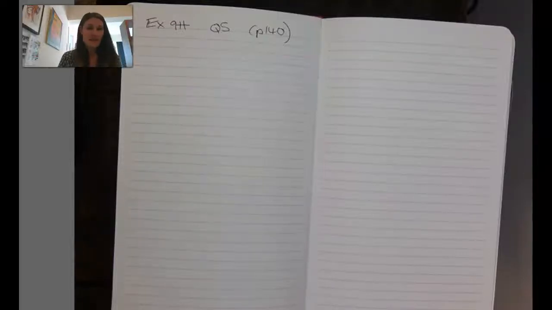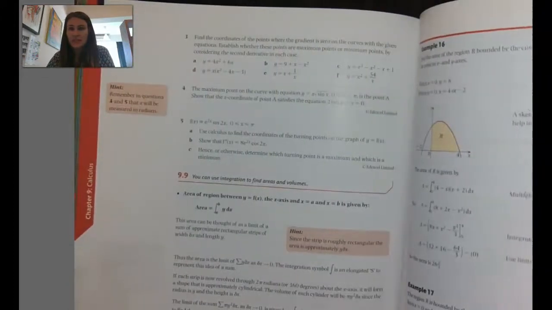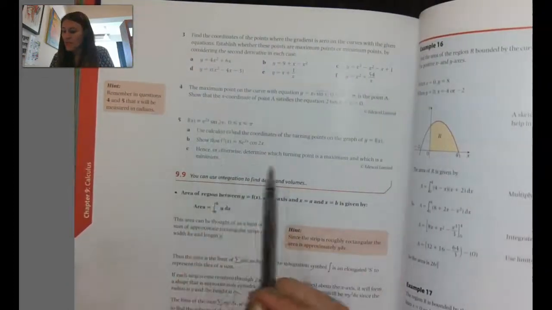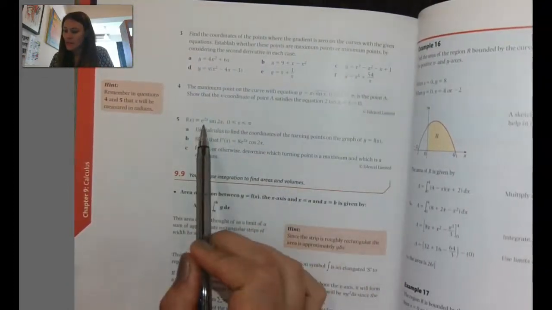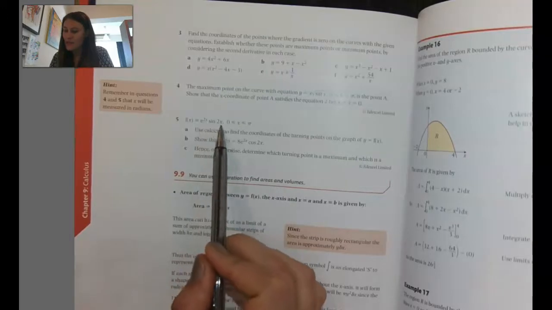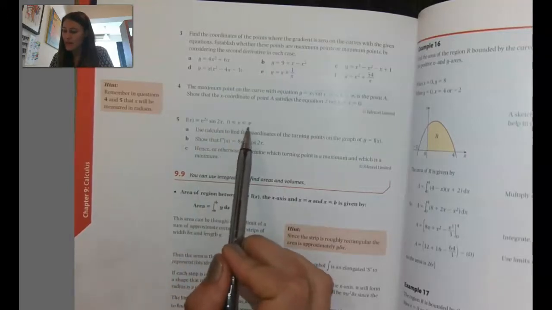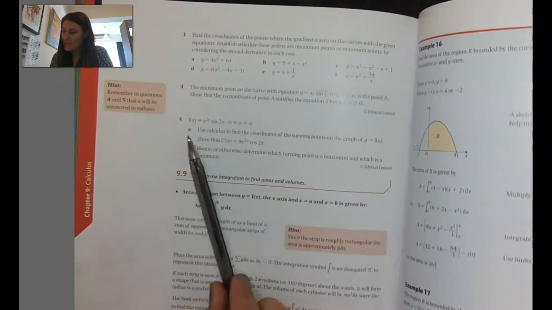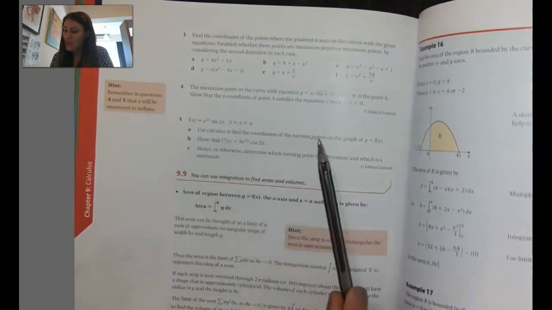Year 11. I have had a request to go through question 5 from exercise 9H, and actually this is the second request I've had, so I'm recording this, so if you get a problem with that question, you can have a look as well. So let's just take a quick look at the question. It's this one here. f of x is e to the power 2x sine of 2x with x from 0 to pi. And it says use calculus to find the coordinates of the turning points.